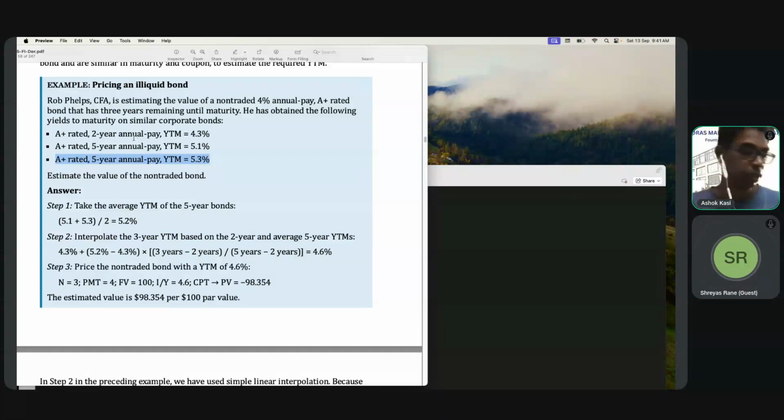So basically what happens here is, based on other publicly available bonds, we are going to find out some information about this non-traded bond. That is what this question is all about. So what are they asking? They are asking to calculate the value of the non-traded bond.